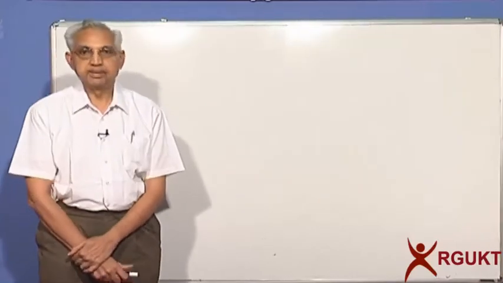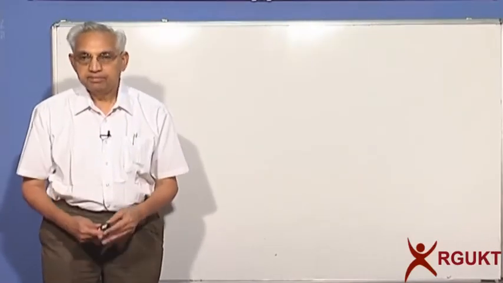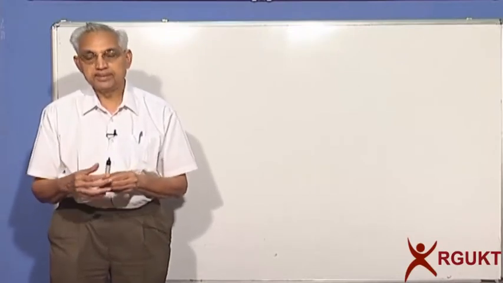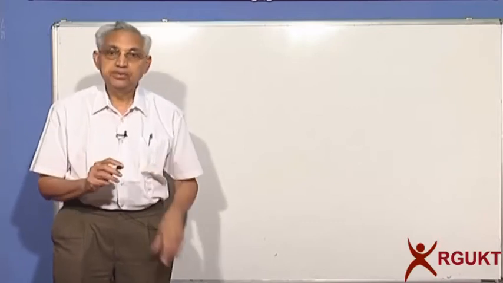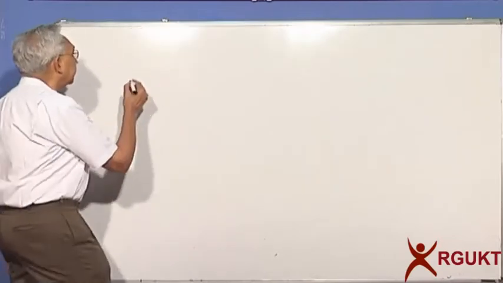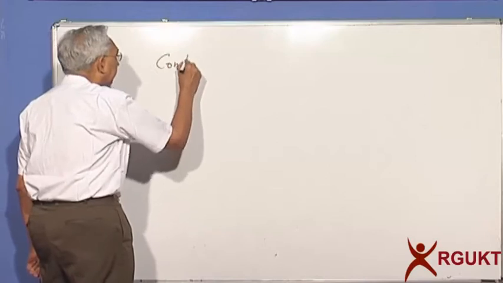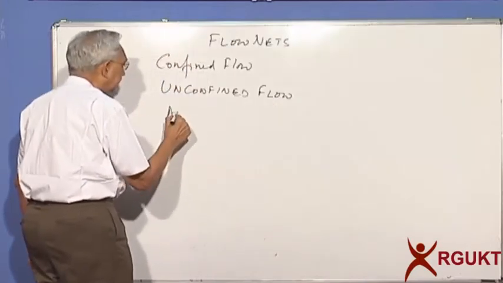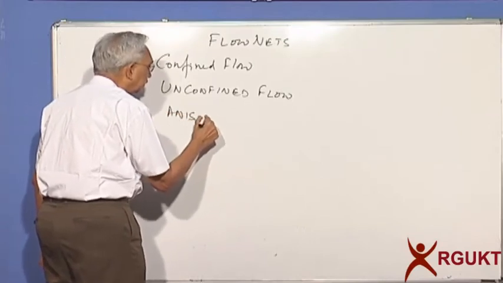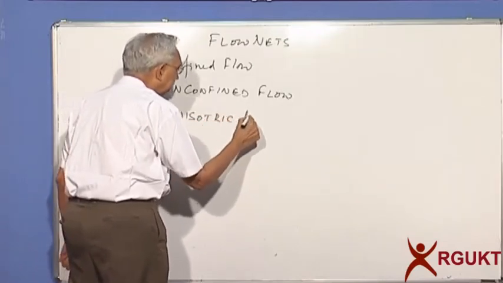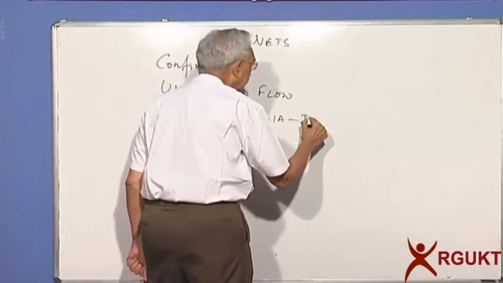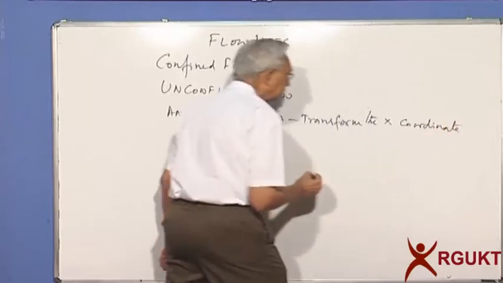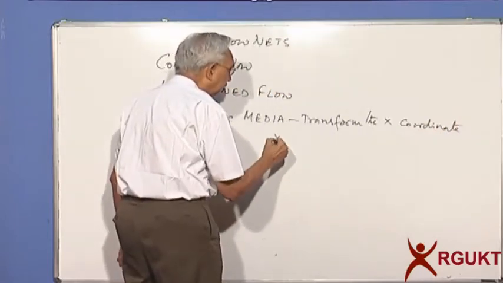Welcome to lecture 17. Yesterday we were looking at some very simple methods of analyzing or constructing flow nets, and we could build them for the following cases: confined flow and unconfined flow. Of course, we also looked at how to transform flow through anisotropic media. We transform the coordinates, particularly the x coordinate, so that an anisotropic medium becomes an equivalent one.